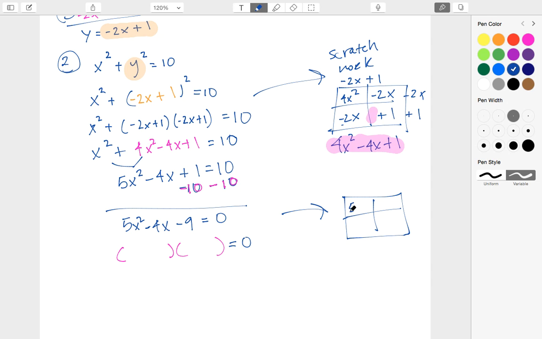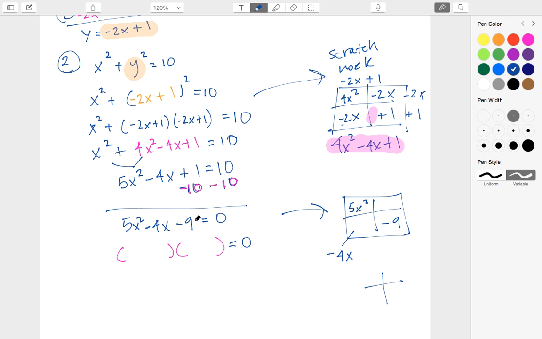And I know my first term is 5x squared. My last term should be negative 9, and these two should combine to give me negative 4x. Now, there's many ways and many strategies to do this. Just as a refresher, that's where we multiply our leading coefficient times our constant, and we can do some side work there.